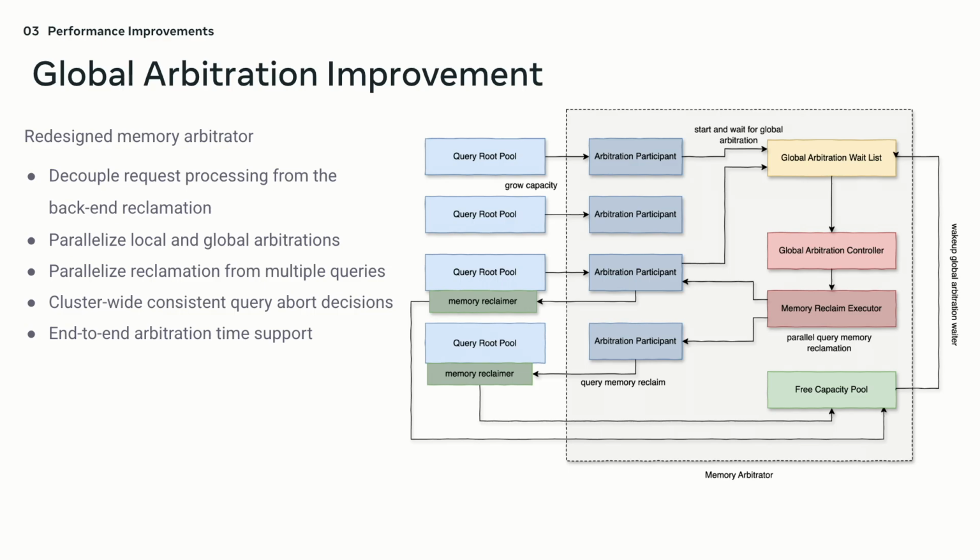And if the memory reclaim process is running slow compared with the memory request demand, then the global arbitration controller will decide to abort queries to quickly free up the user memory. To ensure we have cluster-wide consistency, the abort decision considers the query age, so that multiple workers will abort the same set of queries.